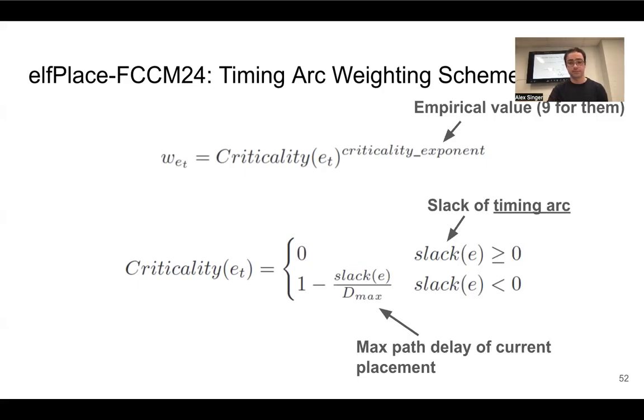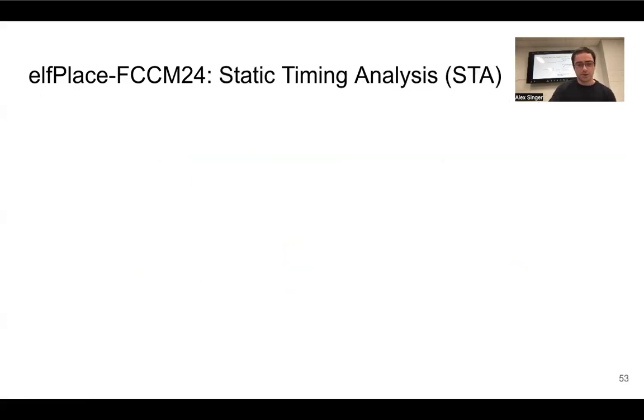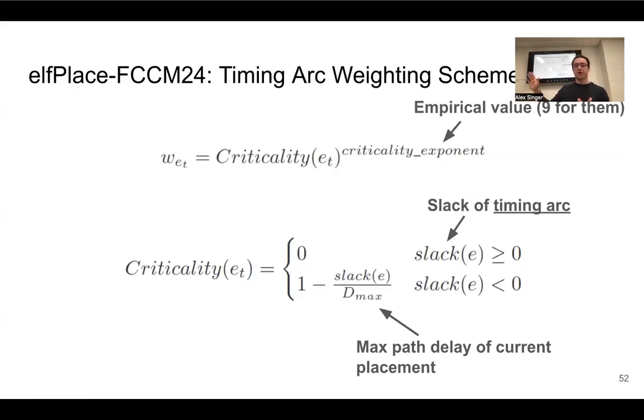Okay, and does Dmax come over the set of paths that includes paths not currently meeting timing, or is Dmax directly determined by the clock period? I believe it is, I'm actually not sure. They just said it was the max path delay of the current placement. So they found the largest, I think it's the largest slack value. Dmax is the most negative slack value? I believe so. Okay. So that's how they calculate that weighting term. It's just proportional to the criticality with some exponential value.